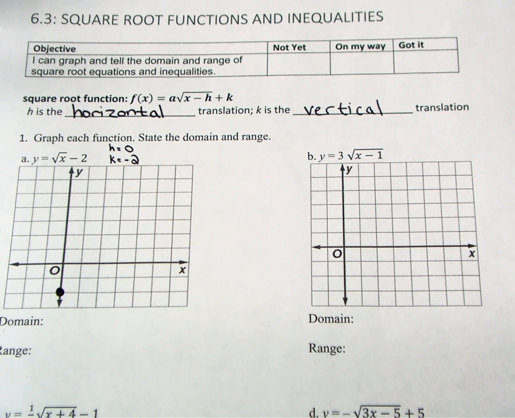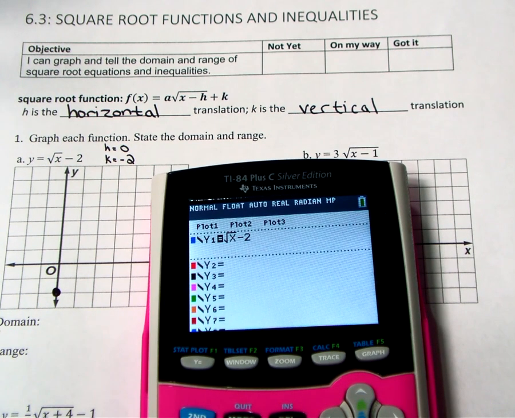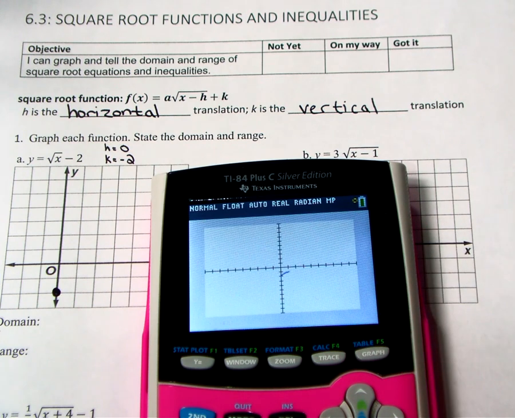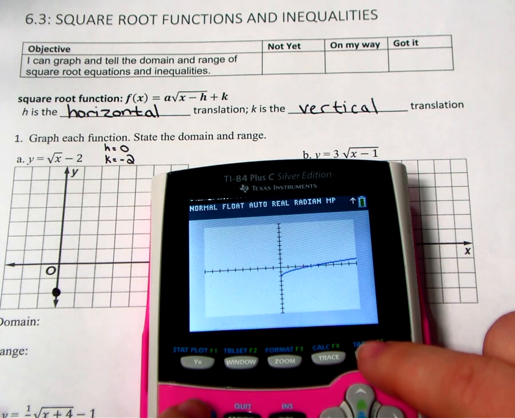We can confirm that in our calculators. So get your calculator out. Y equals, and be very careful, make sure that you get out from underneath that square root sign when you type the minus 2. And you can see what I'm talking about. It's just kind of the top part of a sideways parabola. And you can get the other points from your table.